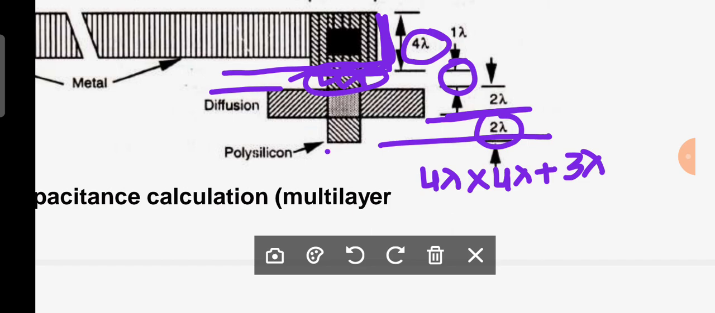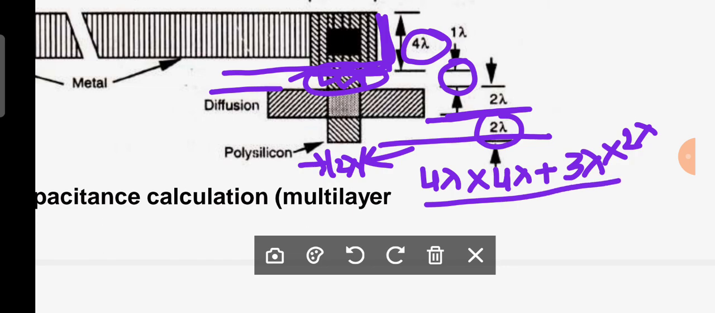Okay, what is the width of poly? Will you please tell me according to the lambda based design rule? 2 lambda. Therefore 3 lambda into 2 lambda. Is it understood, all of you? Okay, that is a very important point. Divided by what is the standard area you are having? 2 lambda into 2 lambda.